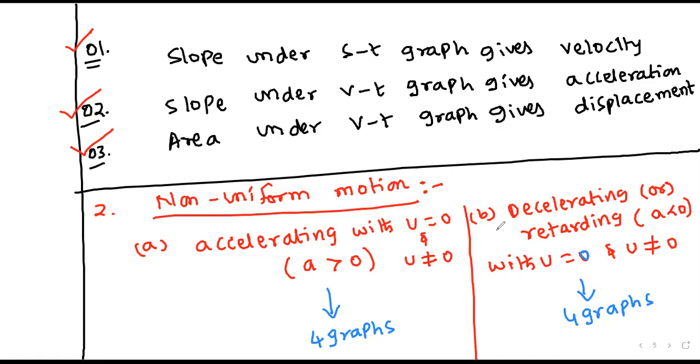In the NEET paper now, and even in the AIIMS paper previously, every year for the last 35 years, every time they are asking one question from these graphs. That much important. That's why remember these 3 points: slope under ST and VT graphs, and area under VT graph.